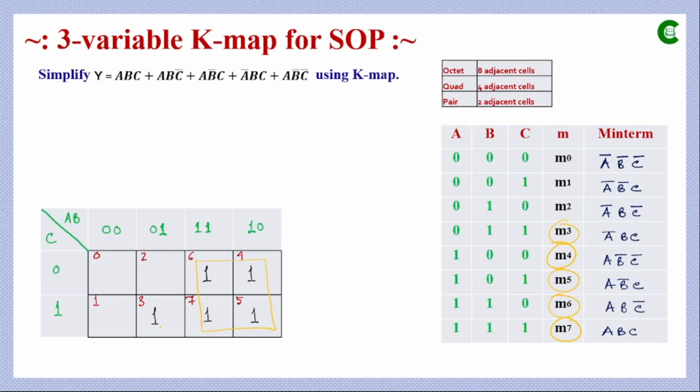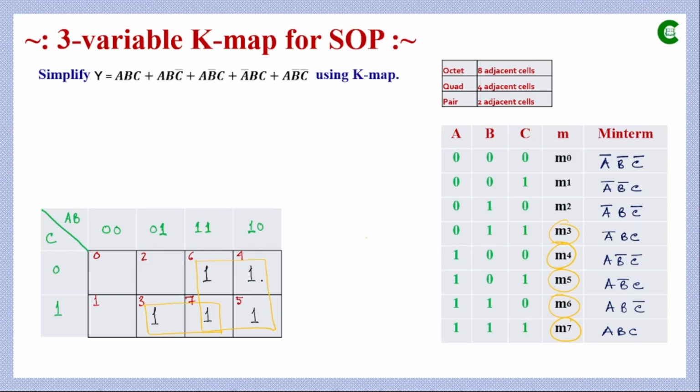Still we have a one which is not part of any group yet, and by taking that one and this adjacent cell, we can form a pair, though this cell is already part of a quad or a group. Now in this K-map, as we can see, we have 2 groups, and next we will simplify group wise.